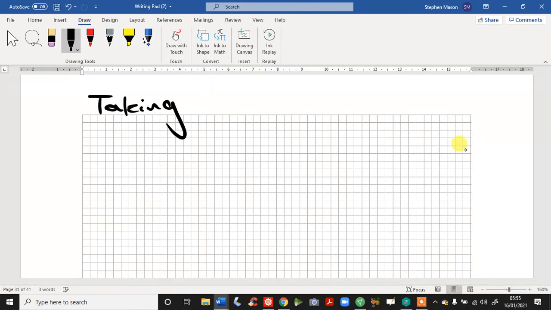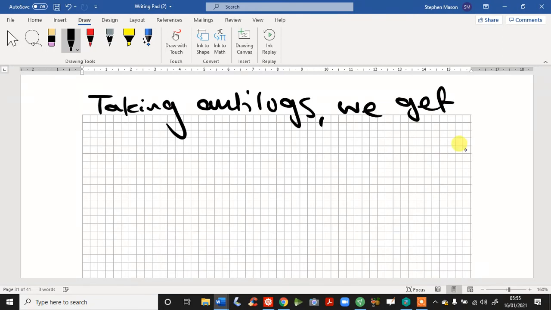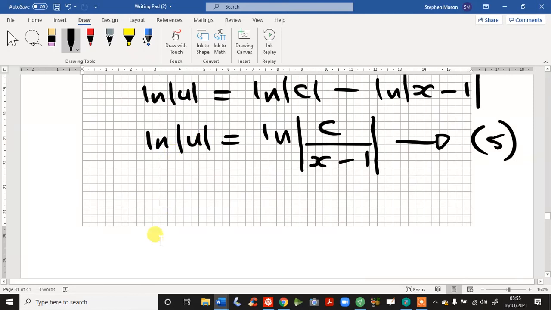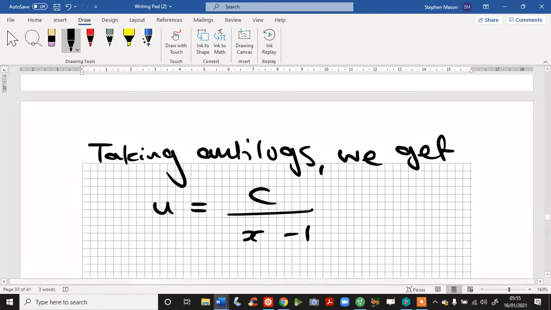So that's equation 5. Taking antilogs, or the exponential of both sides, we get u equals c over x minus 1. I'm just going to verify that I have written that down correctly. So taking the exponential of both sides, we get u equals c over x minus 1. And I'm just going to write that a little neater. Right, there we are.